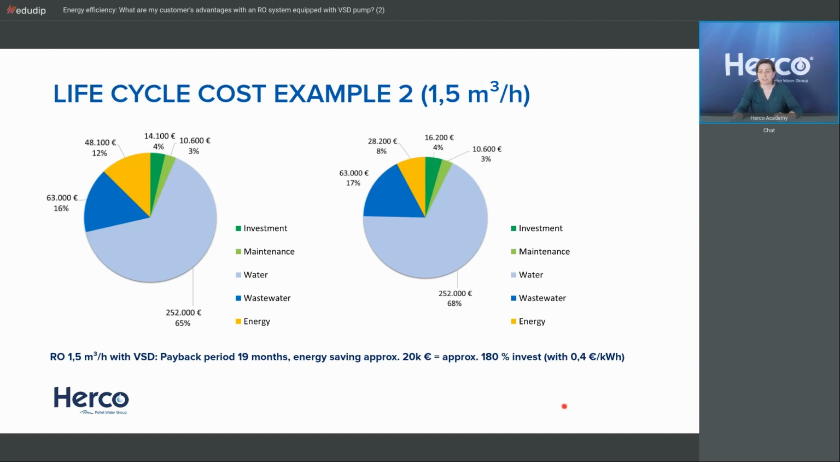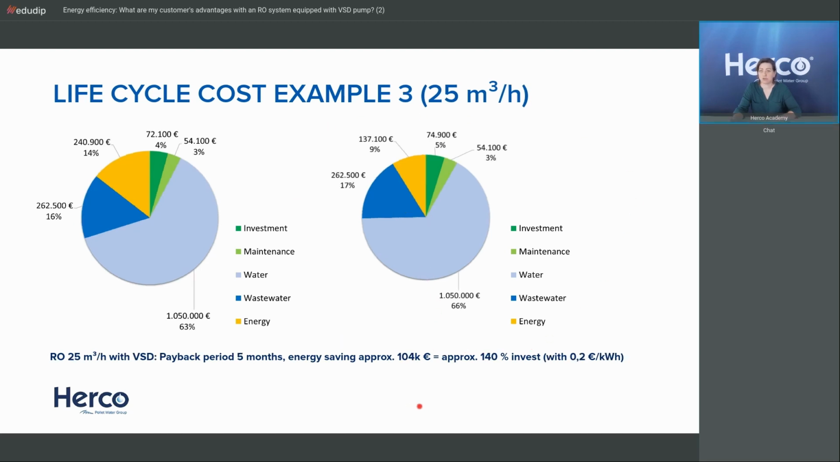This is a life cycle cost example with a small flow rate. I talked about that, this 1.5 cubic meters per hour. And even for this unit, you see that after 19 months, that's less than 2 years, and in industry, a payback period of 2 years is considered good, you have already the payback for the additional investment for the variable speed drive. This is with 40 cents per kilowatt hour, which is also not an uncommon price right now. And in the total lifetime, you will save 180% of your investment with the equipment with a variable speed drive.